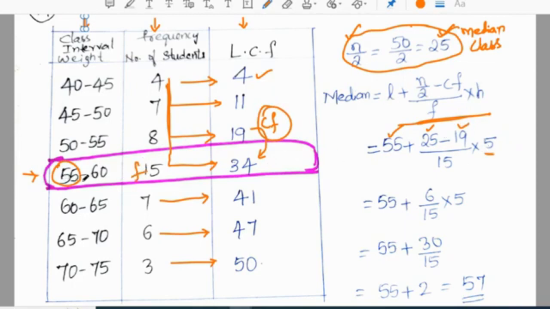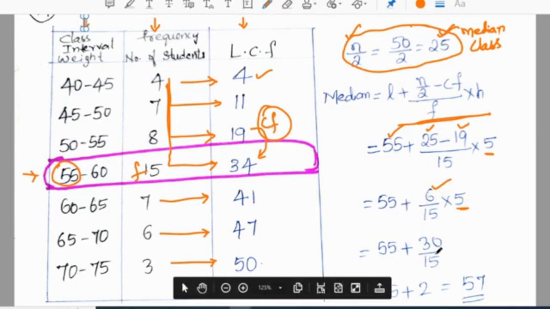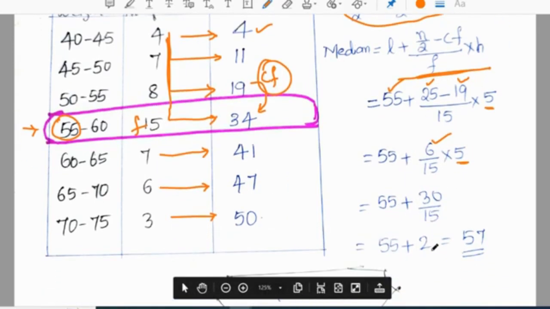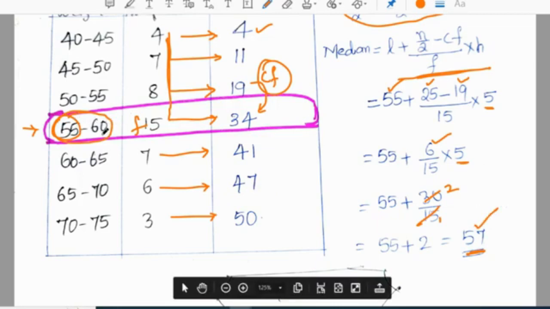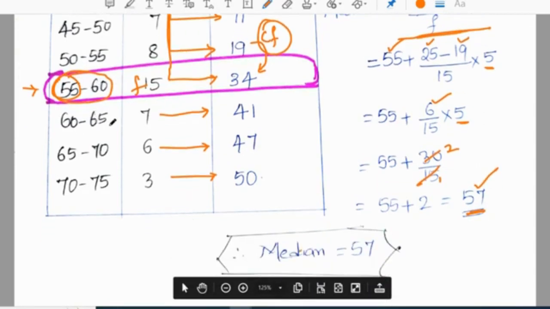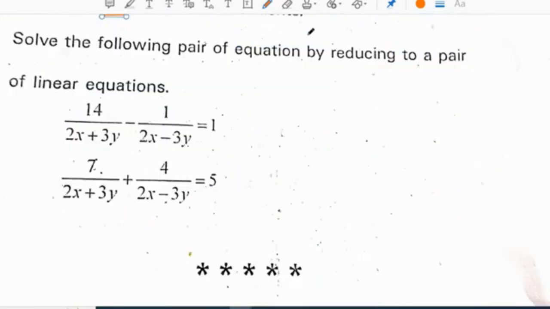H is the length of the class interval, which is 5. 55 to 60 difference is 5, so H will be 5. So 25 minus 19 is 6. 55 plus 6 5s are 30 by 15. 30 by 15 value is nothing but 2. 15 ones are 15, 15 twos are 30. 55 plus 2 is 57. Our answer should always lie between this median class limit 55 to 60. 57 clearly lies between 55 to 60. Therefore, median is 57.